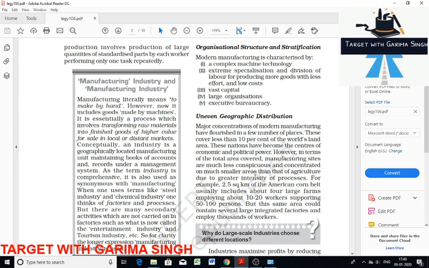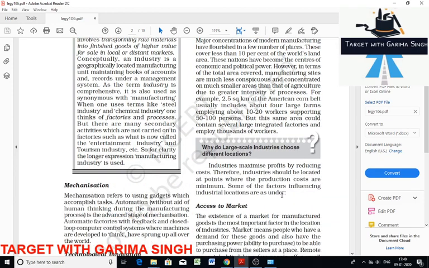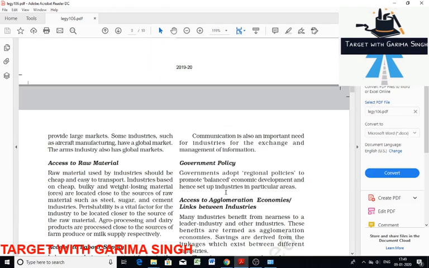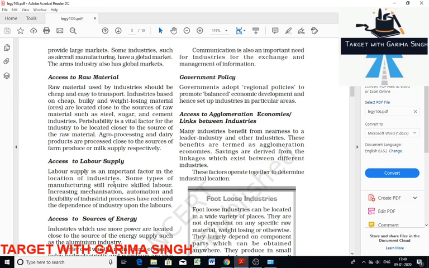While setting up an industry, a businessman has to keep in mind access to market, areas that provide a large market for finished industrial goods, like you have seen in developed areas of Europe, America, Japan, Australia. Then access to raw material: industries based on cheap, bulky and weight-losing materials like steel and sugar are located close to the source of raw material. Then access to labor supply. Industries are located where skilled labor is available. Some types of manufacturing units still require skilled labor.